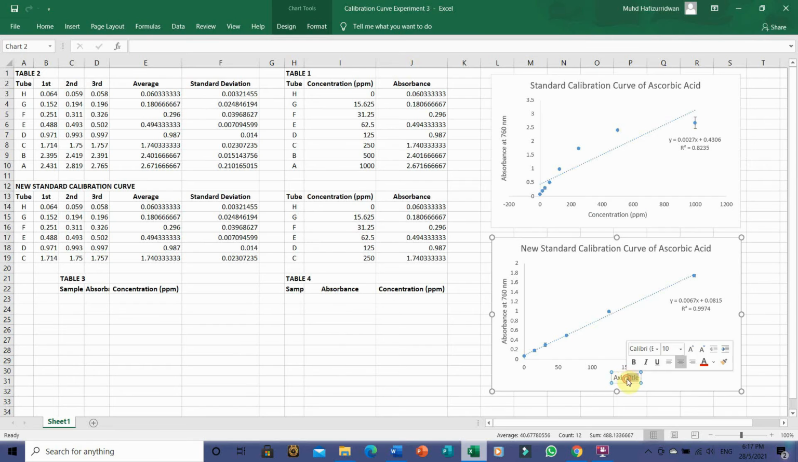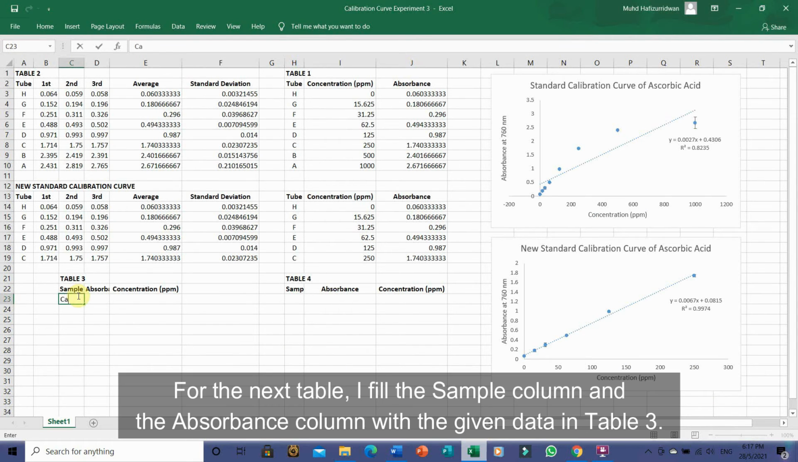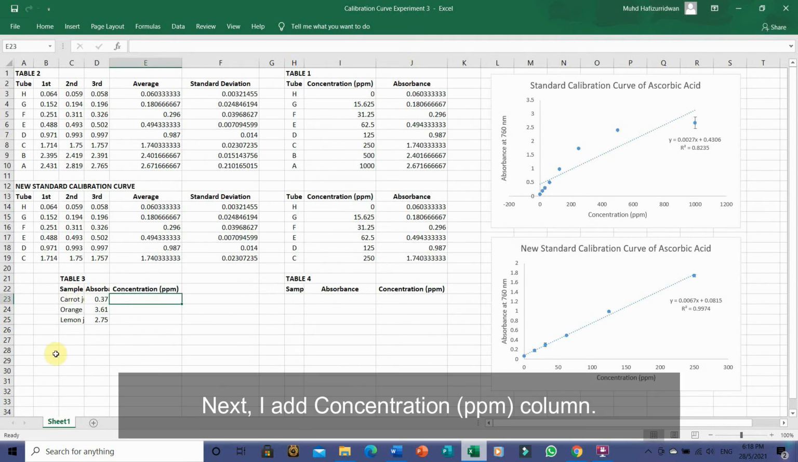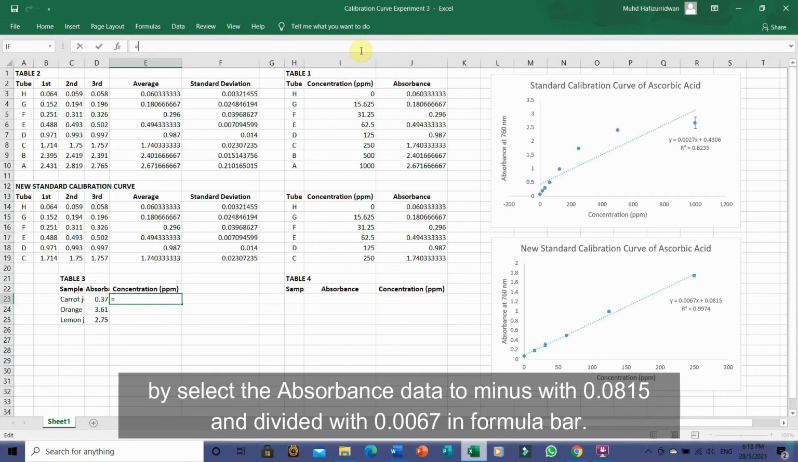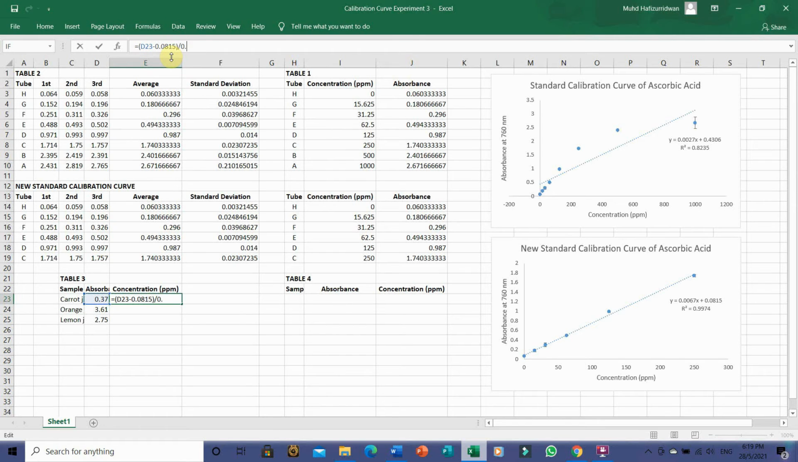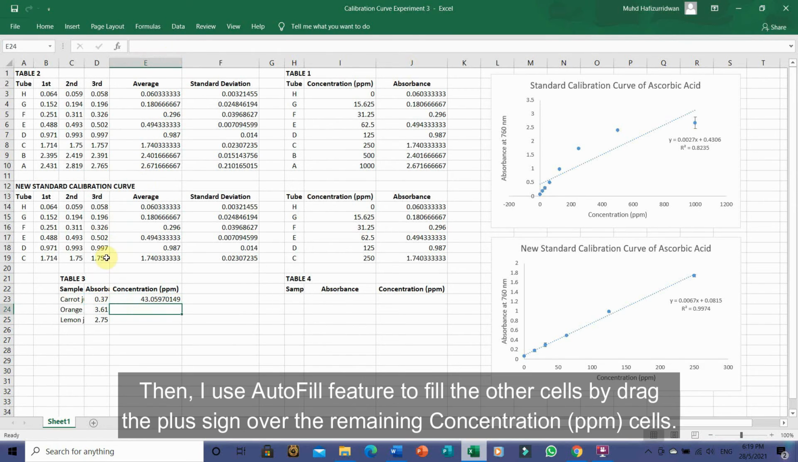For the next table, I fill the sample column and the absorbent column with the given data in Table 3. Next, I add a concentration column. For the concentration column, I select the first cell and use the insert function feature by selecting the absorbent data to minus 0.0815 and divide it by 0.0067 in the formula bar. Then, I use the autofill feature to fill the other cells by dragging the plus sign over the remaining concentration cells.